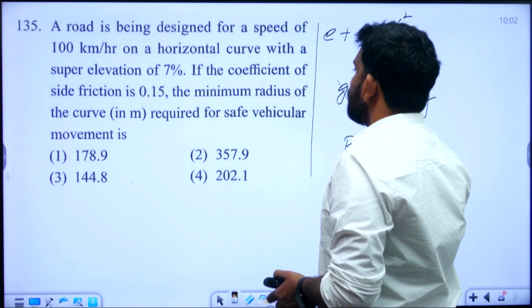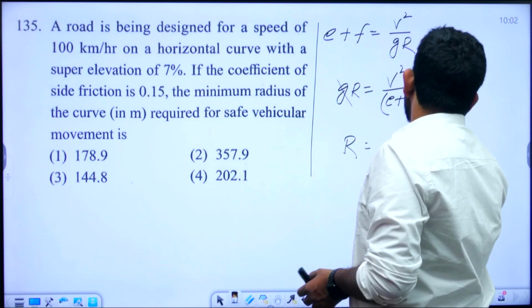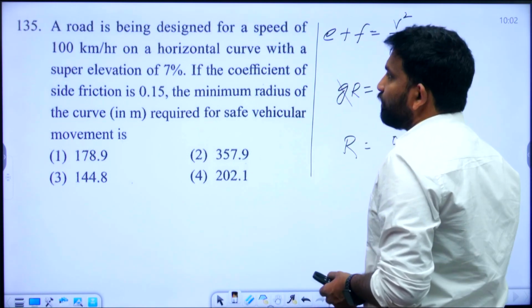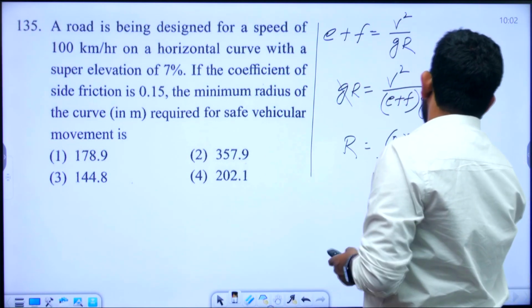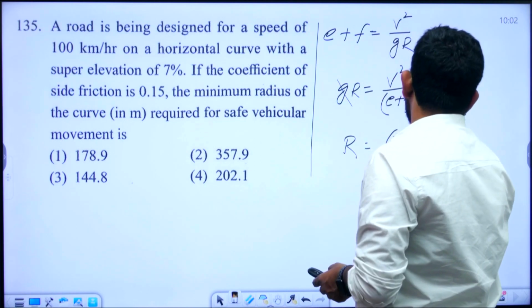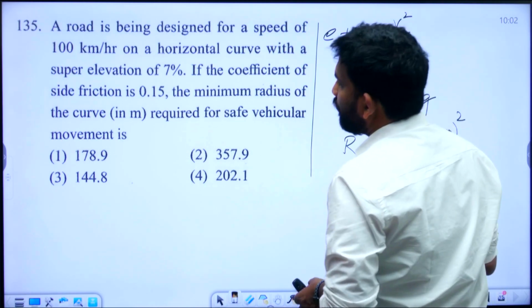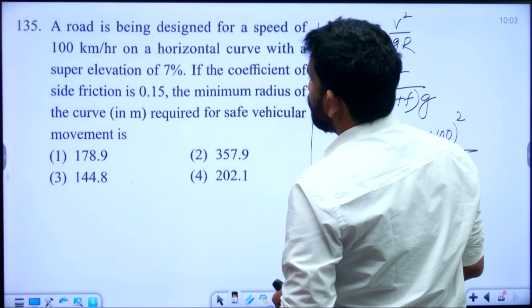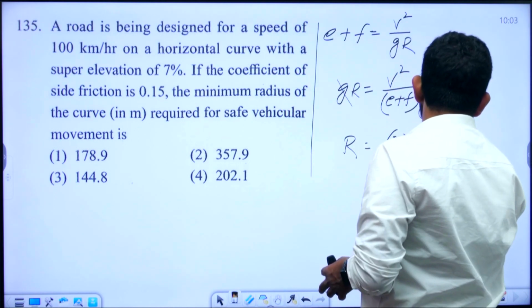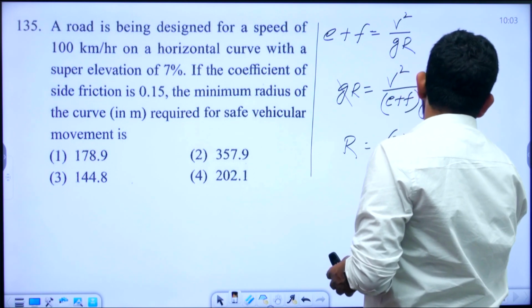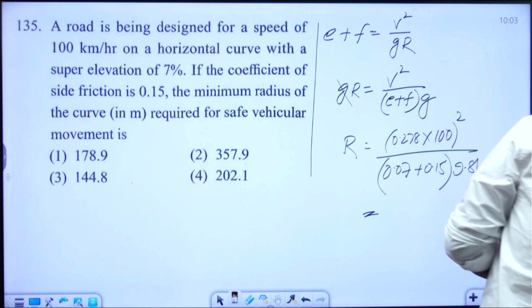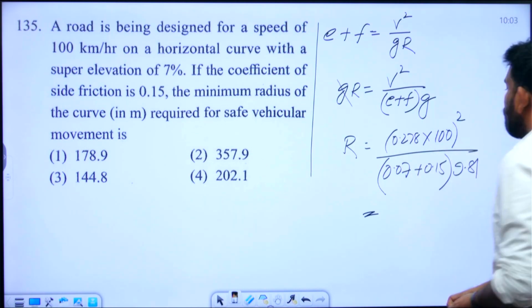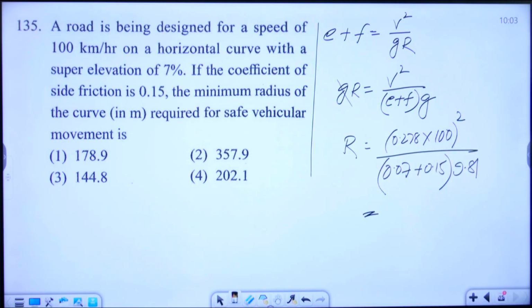So the radius is what the question is asking. We need to find out 0.278 into velocity, which is given as 100 km/h, 100 whole square, upon E, the super elevation value 0.07, plus F, the side friction coefficient 0.15, into G, 9.81. If you solve this, we will easily get the answer. It does require some mathematical work with a calculator.